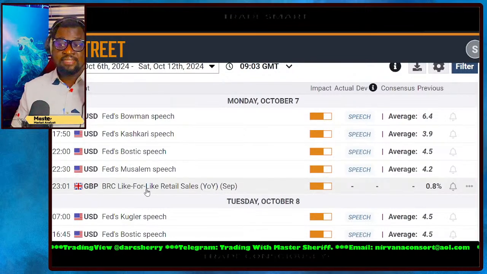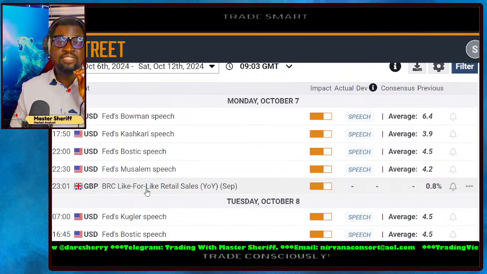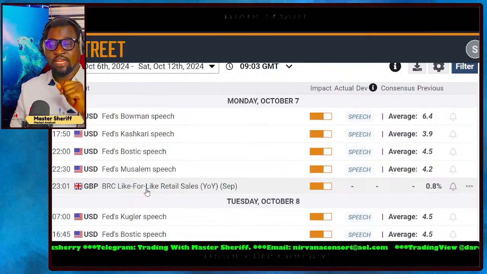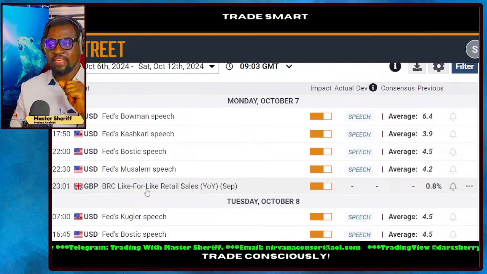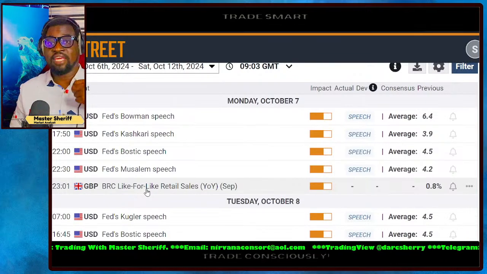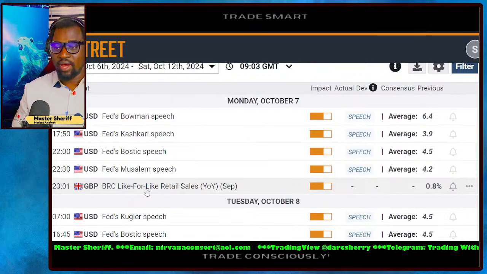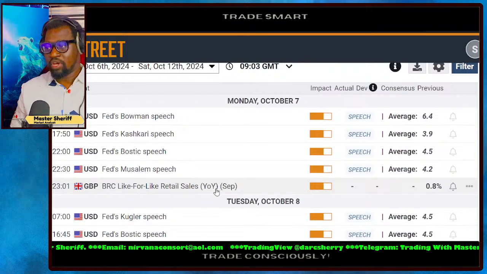Then besides this, we are going to be looking forward to the BRC like-for-like retail sales data from the United Kingdom much later in the evening. And for those of us who do not know, this data gives us an insight into the performance of the retail sector in the United Kingdom. So we are going to be looking forward to this one.